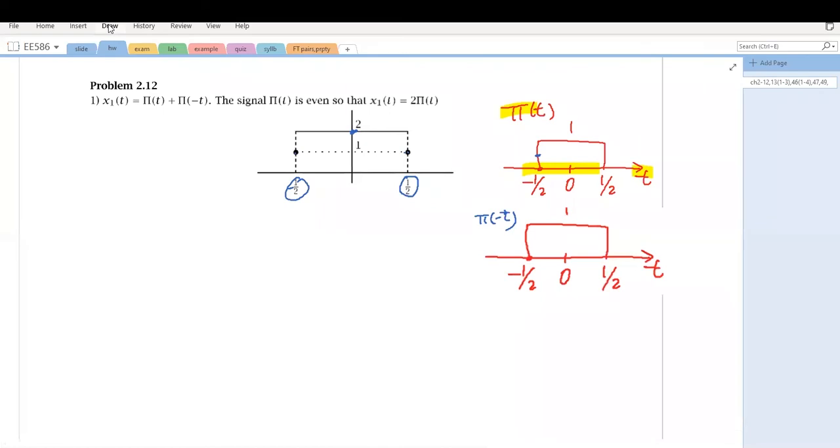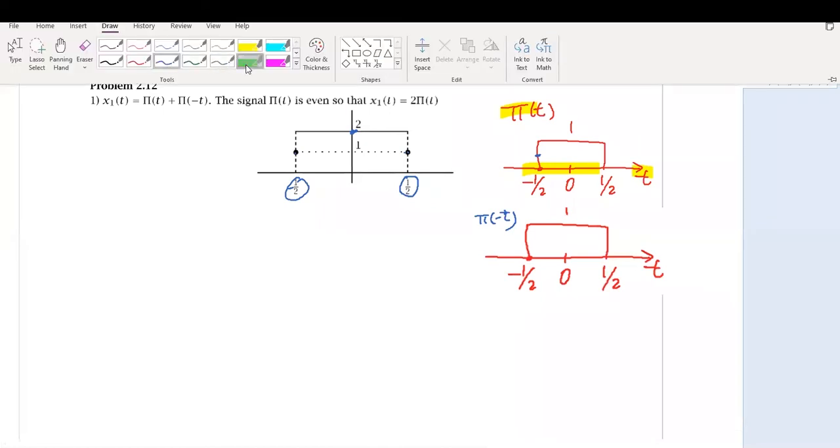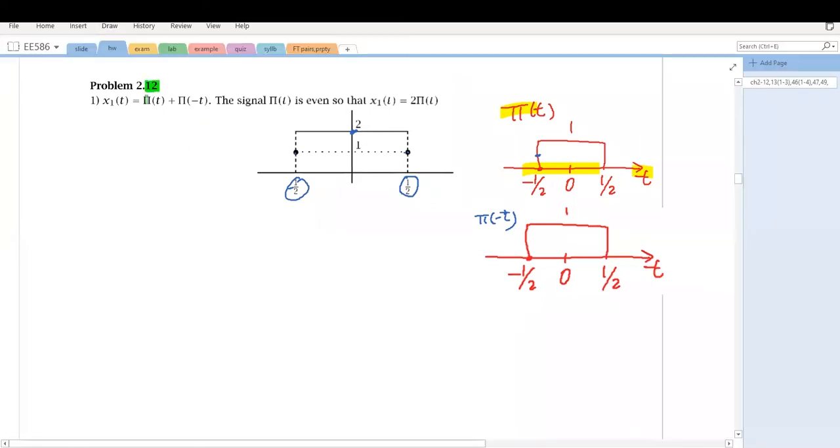Let's look at this question. That's our first homework, problem 12. The question asks us to plot pi of t plus pi of minus t. So in this course, we plot a lot of waveforms. This is pi of t. We define it on that interval. And pi of minus t, you flip the waveform over. You replace t by minus t. That's the same thing. The waveform is the same. And then you sum them up.